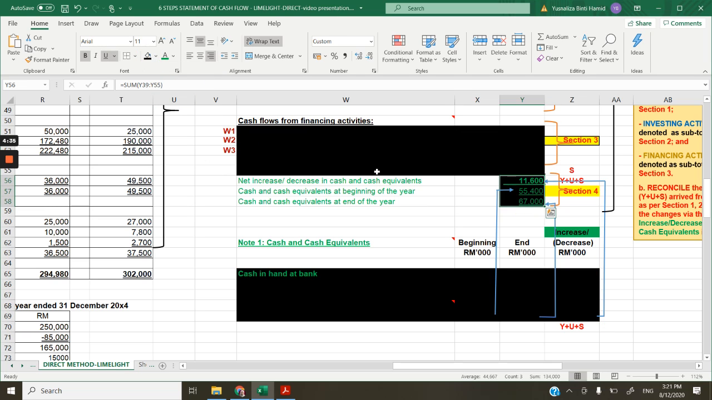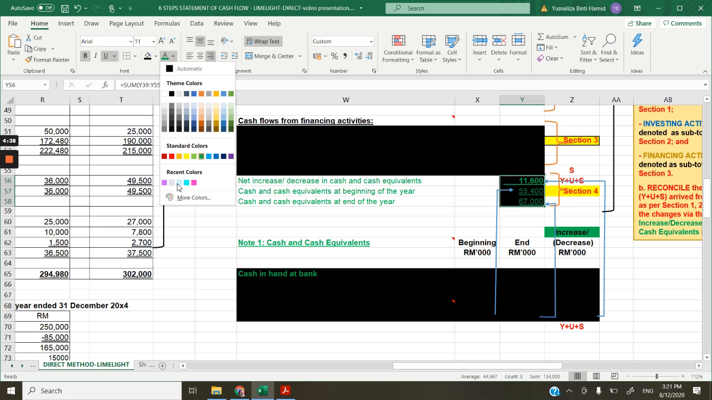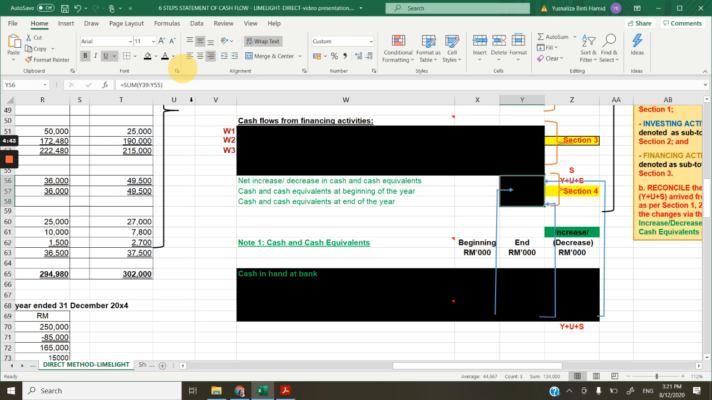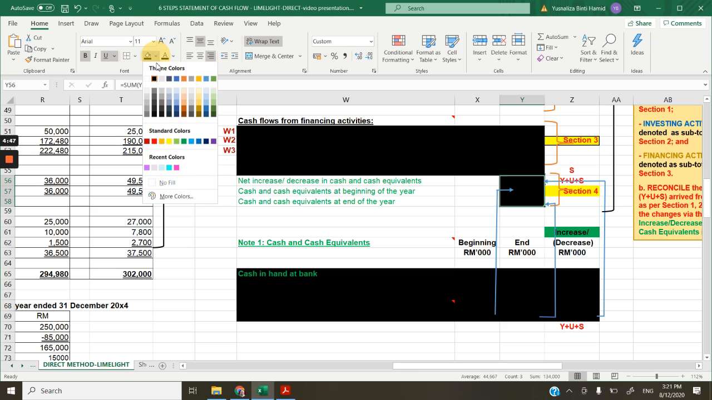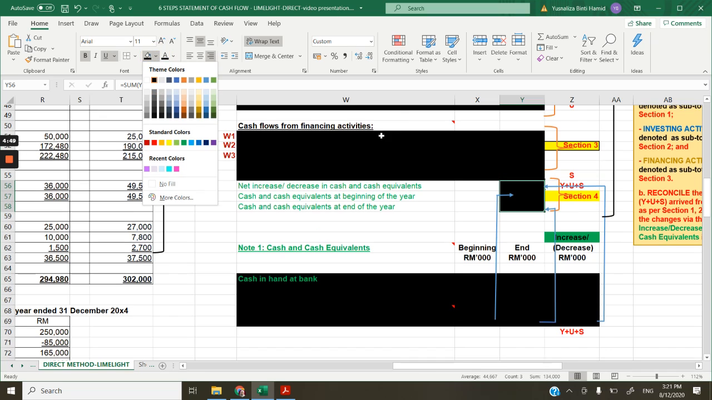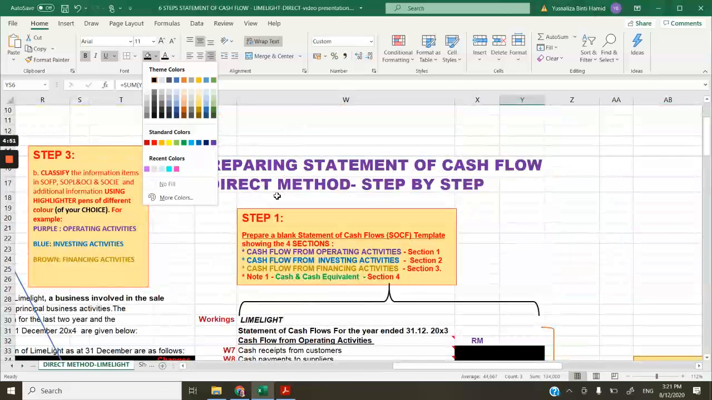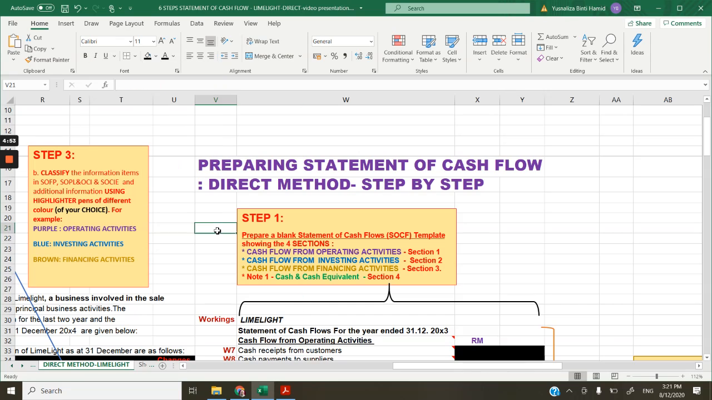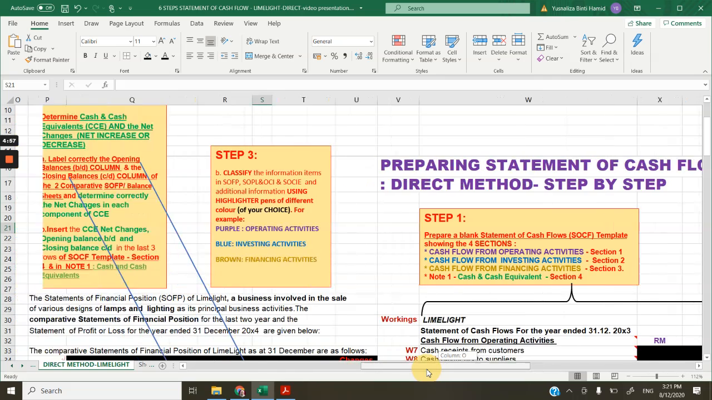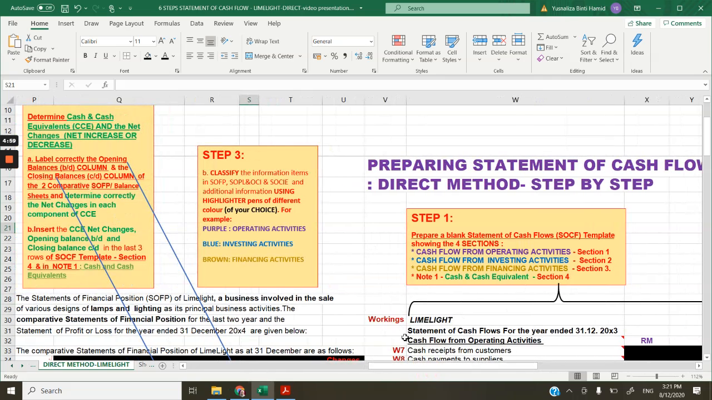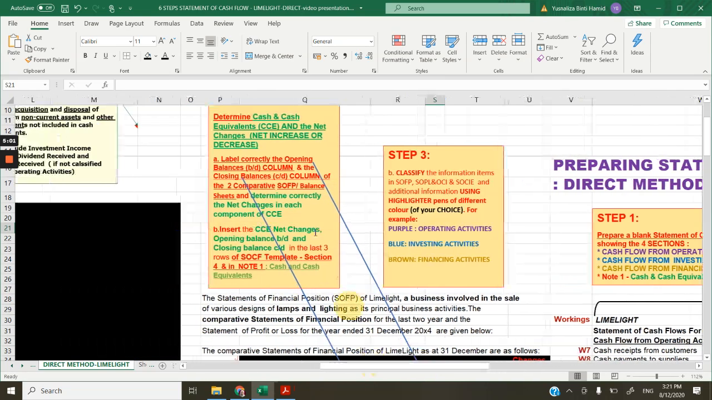Right? So let us start now. We have already drawn the template, right? So when you have already drawn the template, we are now going to start off doing the second step. So step 1 is to prepare this template. Step 2, what is step 2? Okay, step 1 is to prepare the template. So let's go to step 2.